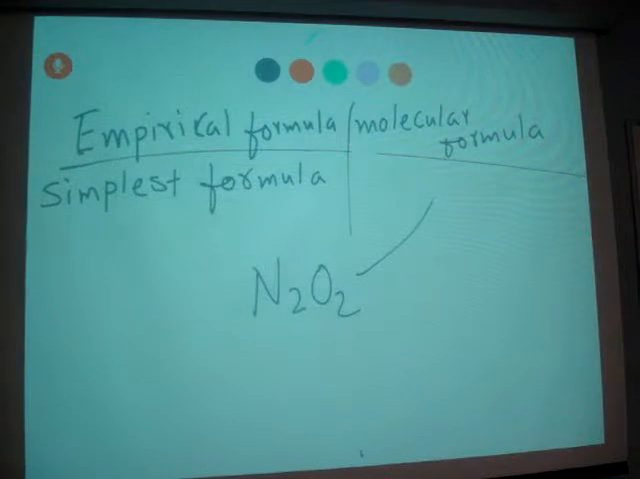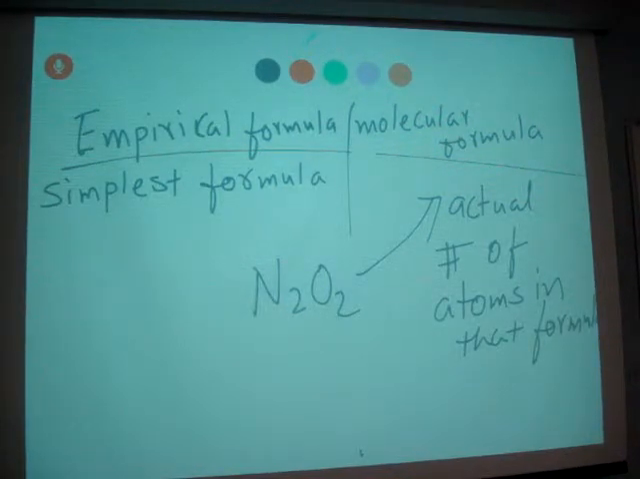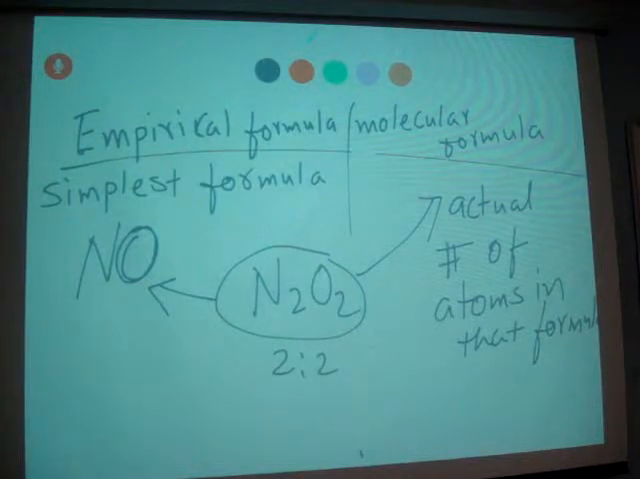N2O4, so that's the molecular formula that tells you the actual number of atoms in that formula. How about simplest formula of this one? Because the ratio is 2 to 2, so when we take that out, simplest formula, empirical formula of this compound is NO, right? Now, there is a relationship between empirical formula and molecular formula.